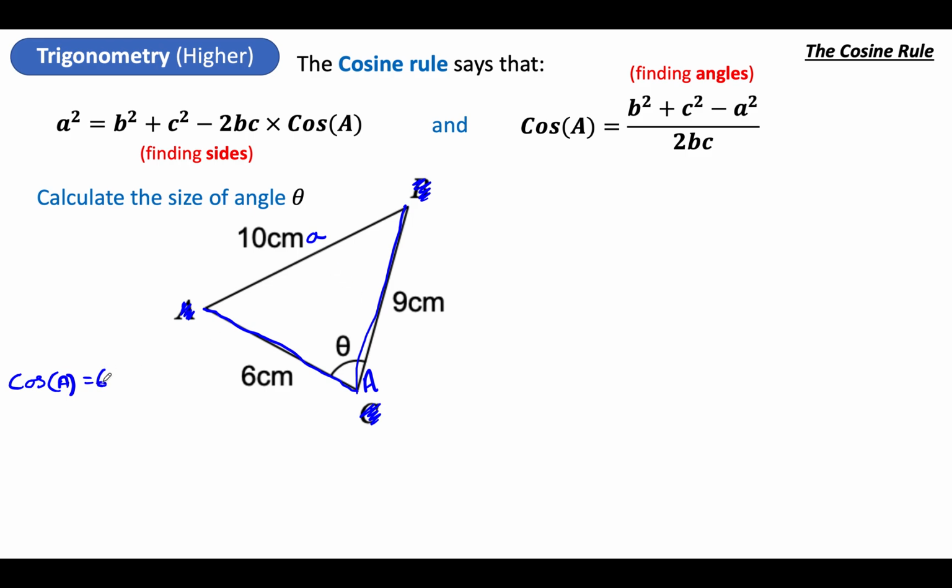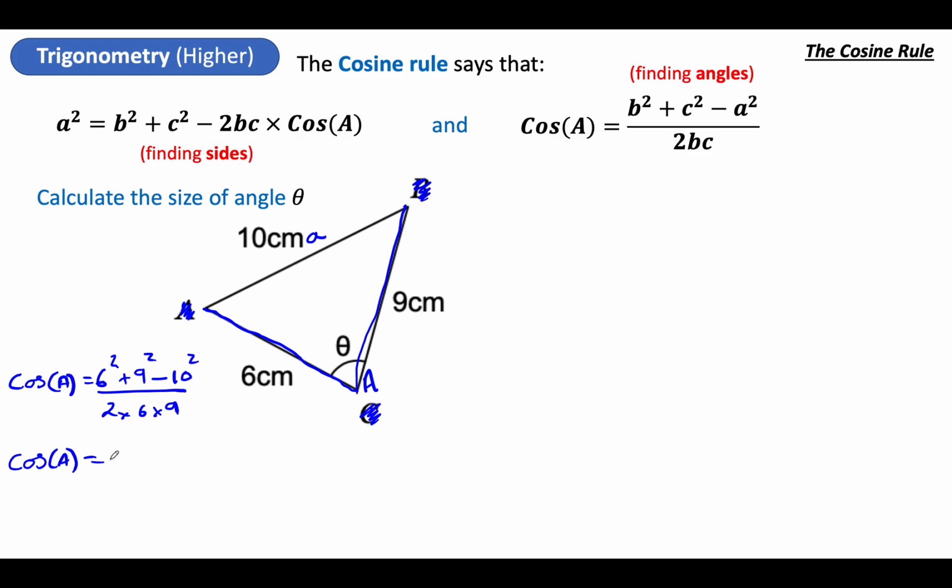So the other two don't matter, but we can do 6 squared plus 9 squared, or I could have done 9 squared plus 6 squared, but it's important that the subtract one is the 10, because it's opposite the angle. Divided by 2 times whatever b is times whatever c is, times 6 and 9. And again, you're not expected to do this on your own unless it's really easy numbers. So put it in a calculator. 6 squared plus 9 squared minus 10 squared, all divided by 2 times 6 times 9.